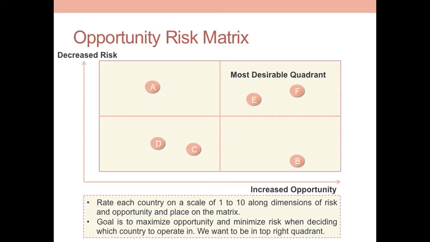A very useful tool for assessing what is the right location for setting up international operations of a business is what is known as the Opportunity Risk Matrix. In this matrix, we rate each country on a scale of 1 to 10 along different dimensions of risk and opportunity, and then we map each country onto this matrix. The goal really is to maximize opportunity and minimize risk when deciding which country to operate in. The most desirable quadrant for us to be in is the top right quadrant, which minimizes risk and maximizes opportunity.